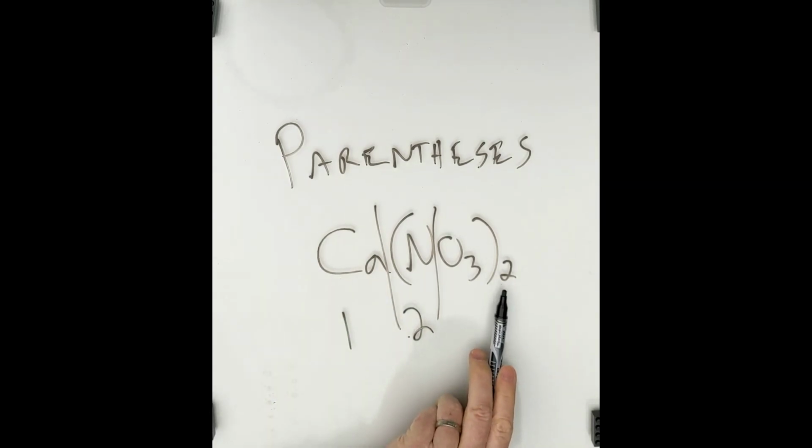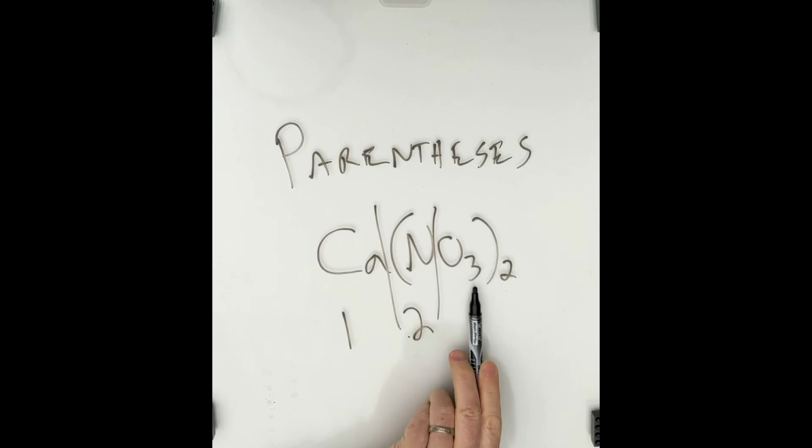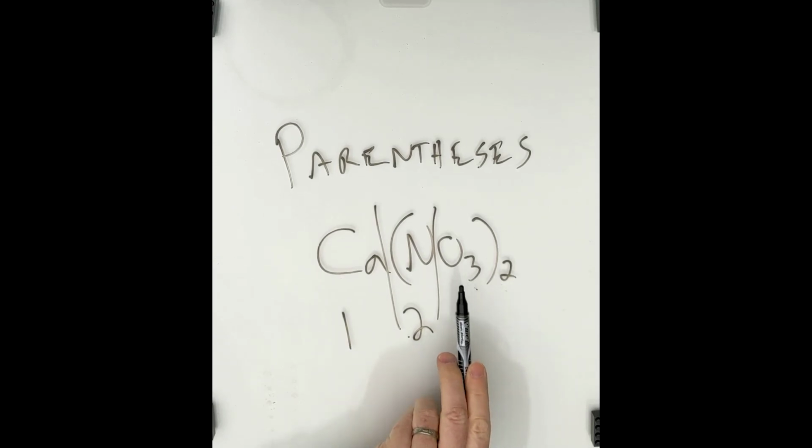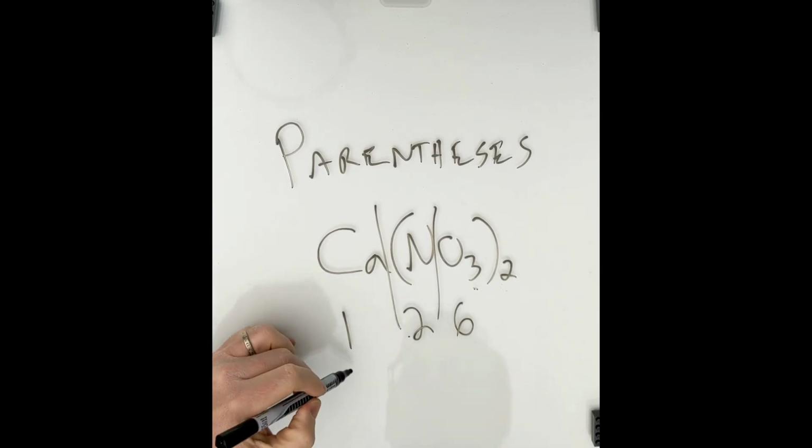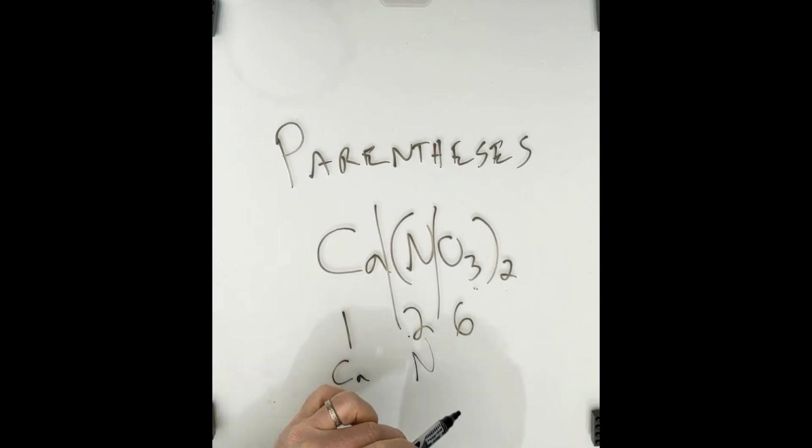The number outside gets multiplied times any number that's inside the parentheses. So this is O3. There's 3 oxygens in the parentheses, but the parentheses gets doubled. So there's actually 6 oxygens. Okay, so 1 calcium, 2 nitrogen, 6 oxygen in that formula.